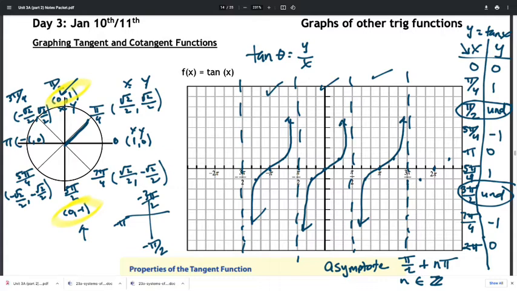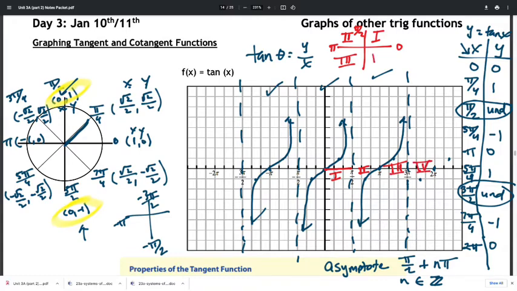Okay, so some things I want you to think about is the fact that between 0 and pi over 2, that's quadrant 1. Between pi over 2 and pi, that's quadrant 2. Right here is quadrant 1 from 0 to pi over 2. Quadrant 2 is from pi over 2 to pi. This is quadrant 3, which is between pi and 3 pi over 2. And from 3 pi over 2 to 2 pi is quadrant 4.